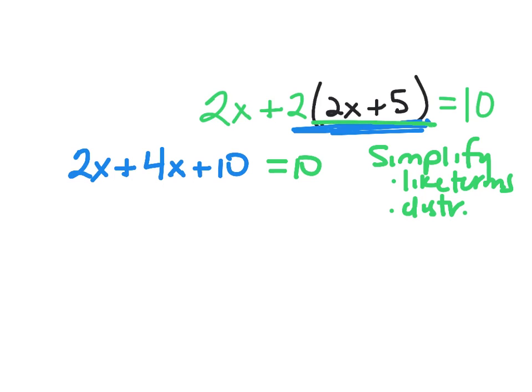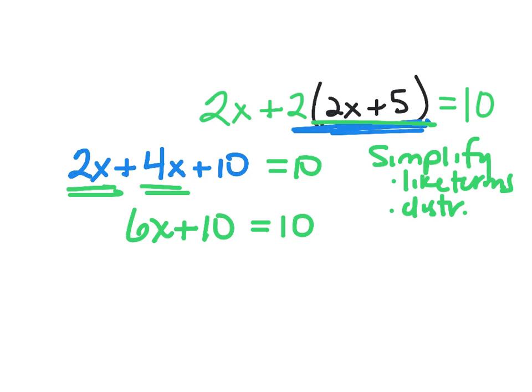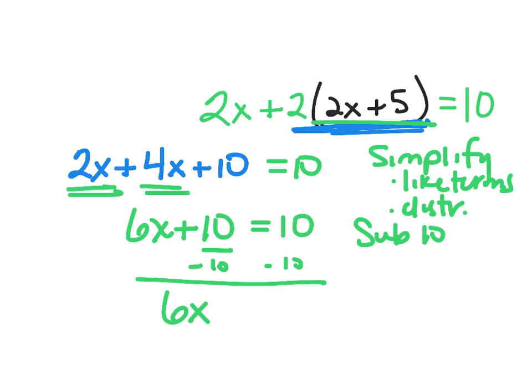So we've already distributed, so now we just need to put our like terms together. So we have 2x and 4x. That means we have 6x plus 10 equals 10. So then we're going to get the variable by itself. That means we have to get rid of this 10. So we're going to subtract 10. And so minus 10, minus 10, we end up with 6x equals 0. So x has to equal 0, right?